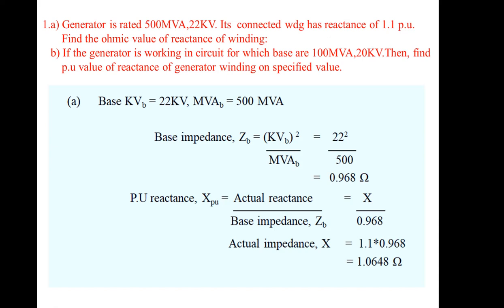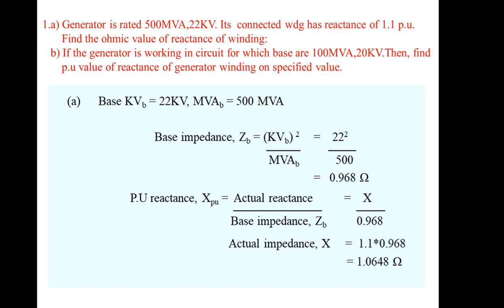So first problem: a generator is rated 500 MVA, 22 kV, and its winding has a reactance of 1.1 per unit. Number 1, find the ohmic value of the reactance of the windings. Number 2, if the generator is working in a circuit for which the base is 100 MVA, 20 kV, then find the per unit value of the reactance of the generator winding on the specified base.